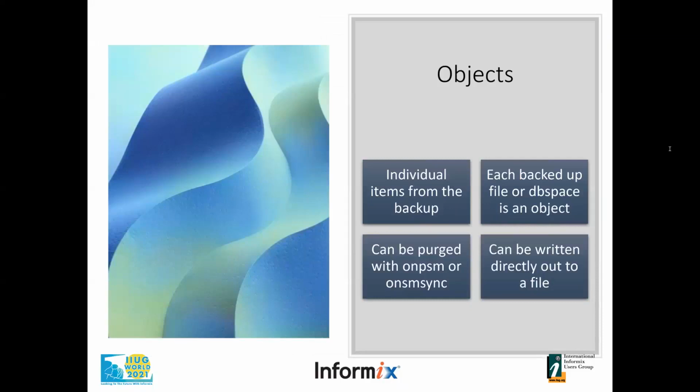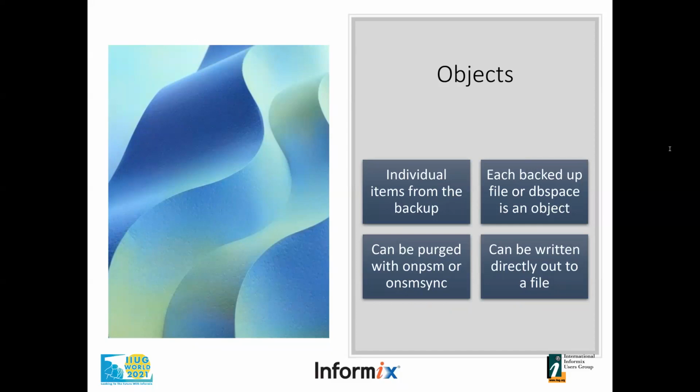Objects. An object is an individual item from the backup. We talked about it a little bit already. You can actually purge a particular item. We're going to talk about expiring a full backup, but you can go in there if you need to suddenly free some space. If you've got DB space 5, which is 3 terabytes in size, and you need to free up that space on the disk right now, you can go purge and delete that file very quickly. There's a purge command for it.